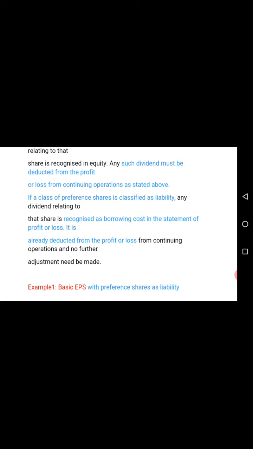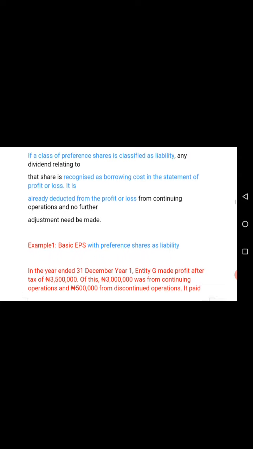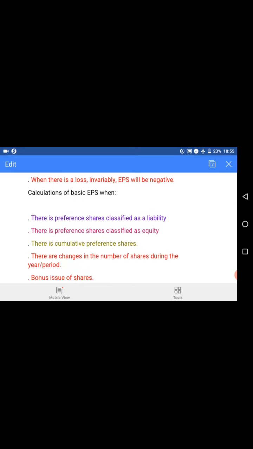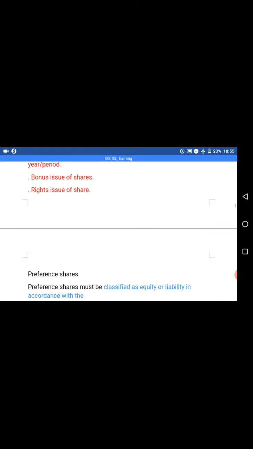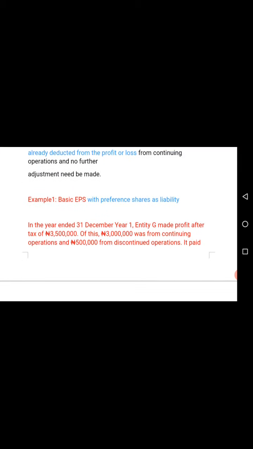Now, the first example is the basic EPS with preference shares as liability. We have it here. The first here is preference shares as a liability. The first example here is in line with it. It says in the year ended 31st December year 1, entity G made profit after tax of 3.5 million.